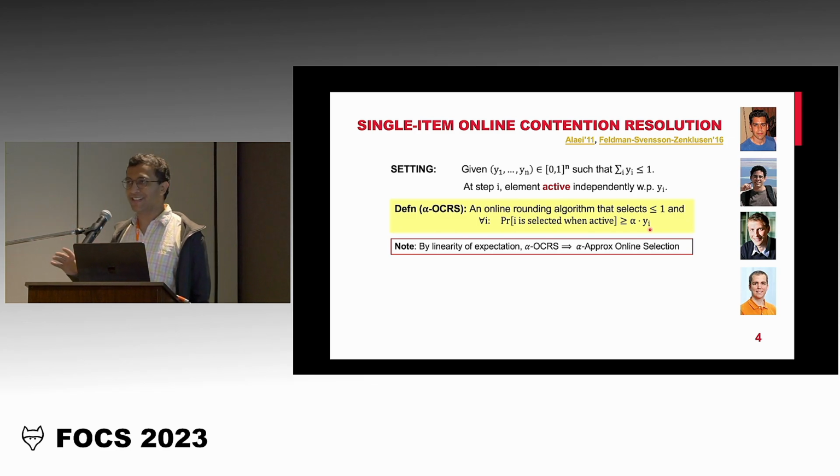So let me be very slow here, and please do ask questions if something is not clear, because we'll be talking about more and more generalizations of this problem. So again, let me repeat the setup. You're given fractional values yi's. They sum up to 1. So on average, only one of them will show up. But each of them independently shows up.